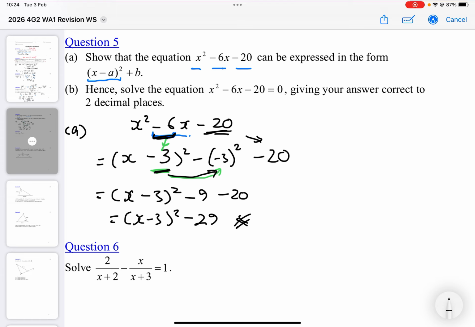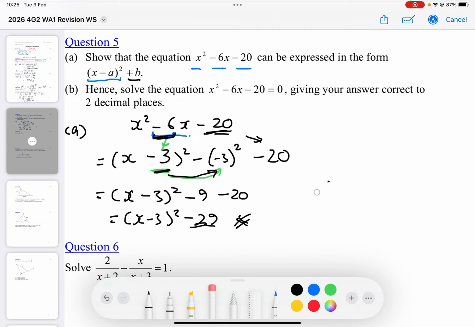If they ask you what is A, what is B, then you must go and compare. Minus 3, then here is minus A, so A must be 3. Then this one B is a positive number, but here you have a negative 29. So your B must be negative 29. If the original they give you minus B, then minus B is minus 29 means B is 29. But in this case it is plus B and minus 29. So your B is negative 29.